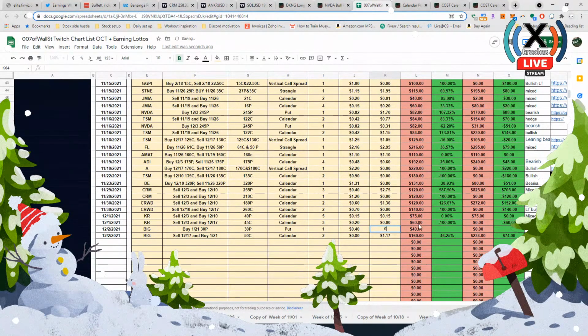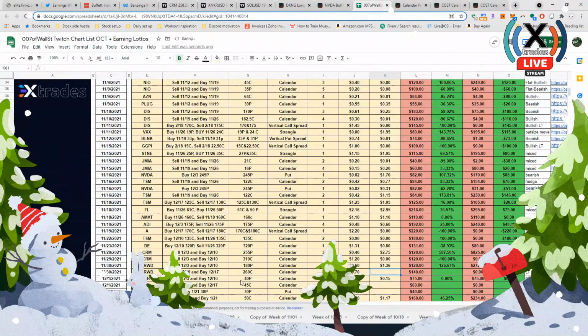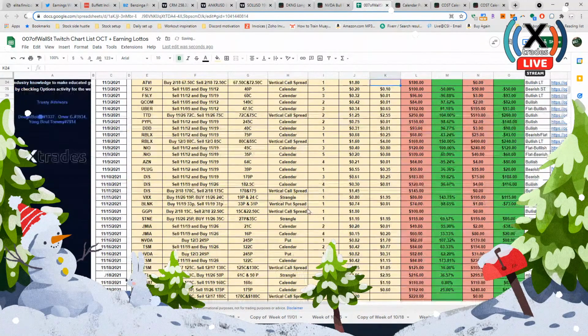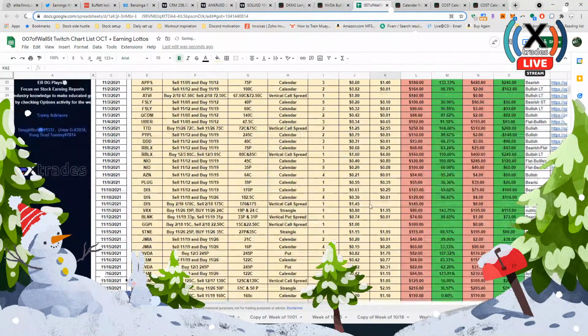I think that Roblox play was pretty good too. Even if we put zero on all of these, the trade with the account would be at least 2,500. It should be a good amount of profit. Not too bad.